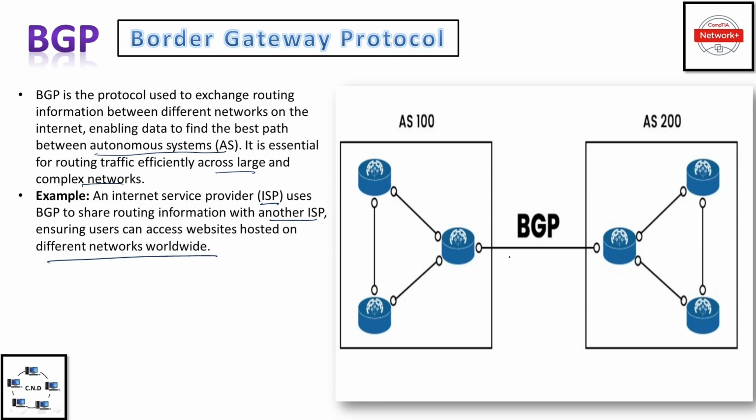So remember, BGP is used between different autonomous systems. An autonomous system is basically an administrative control or boundary where an individual organization or ISP has control over all the routers and network. Similarly, another ISP has another autonomous system, and BGP is used to route the traffic between these different autonomous systems or between different ISPs.